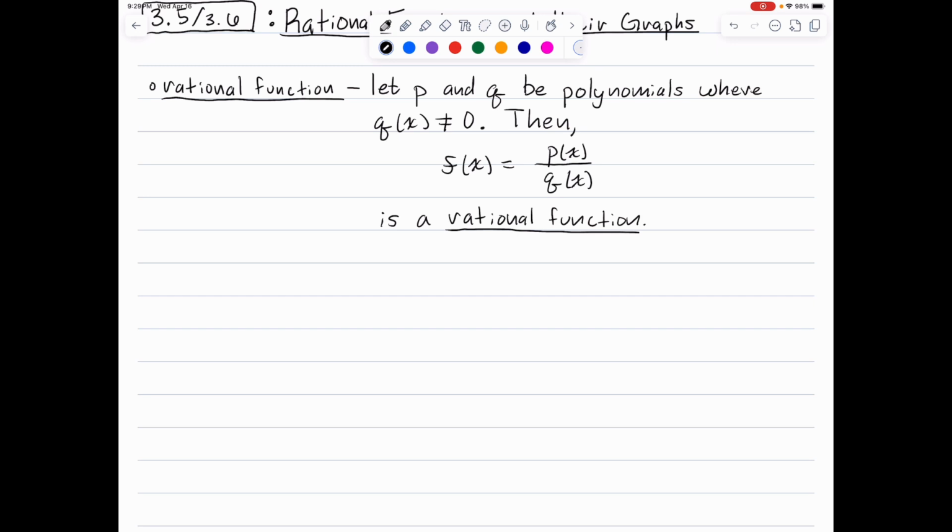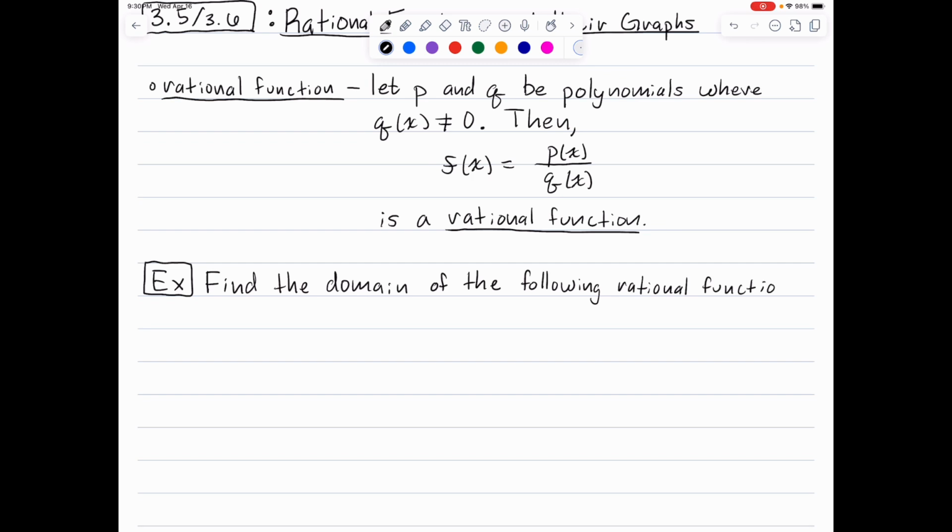Okay, so example. Find the domain of the following rational functions. Part A.